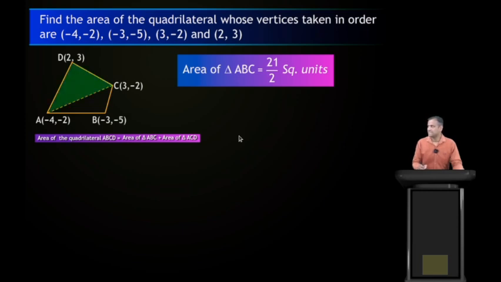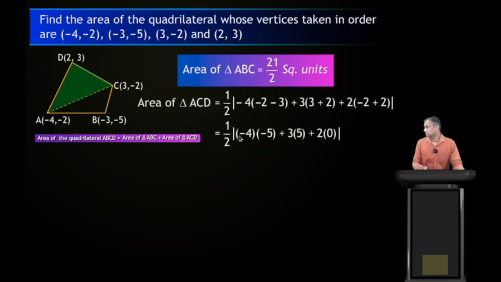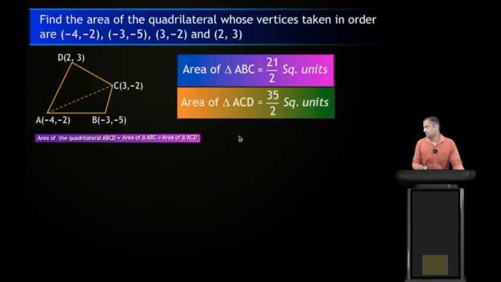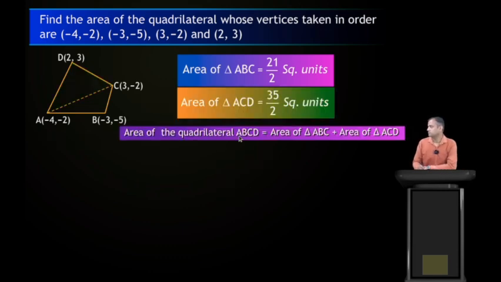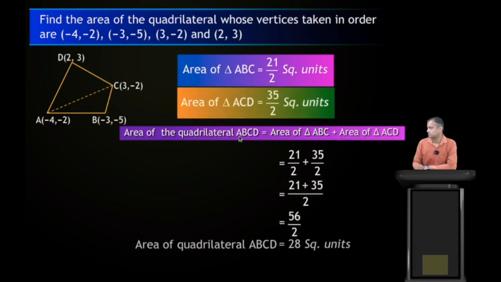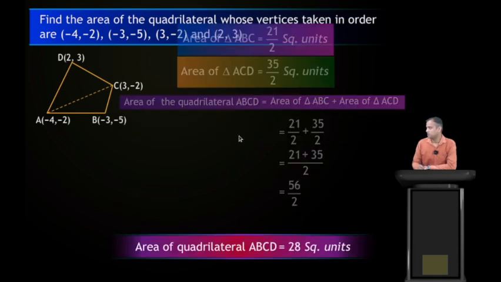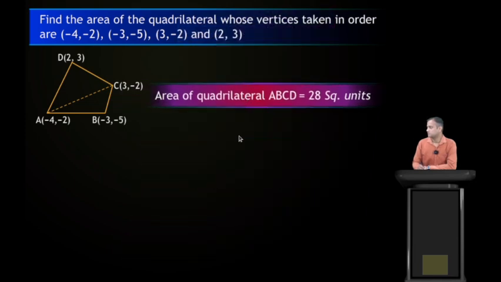Again, area of ACD. So for this, again x1 y1, x2 y2 and x3 y3. Again, this is the area. It is 35 by 2. Now area of quadrilateral, add both of them. It is 21 by 2 plus 35 by 2. So the answer is 56 by 2 and it is 28. So area of quadrilateral is 28 square units.